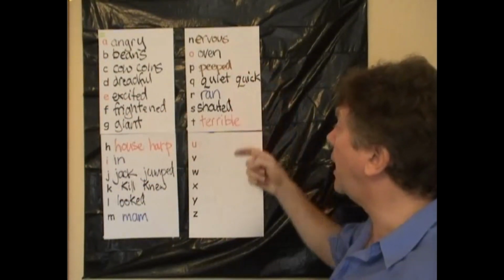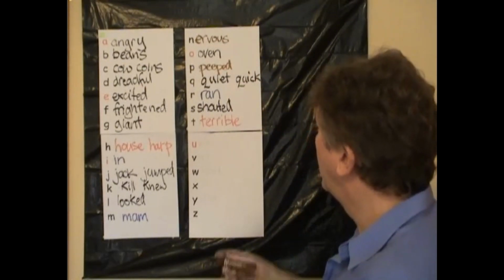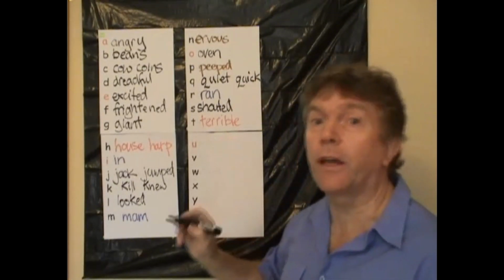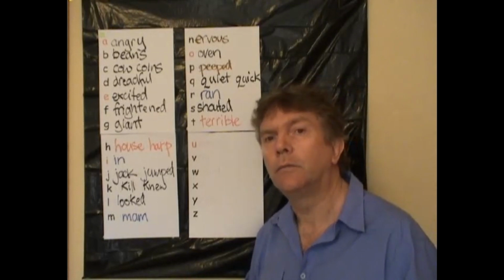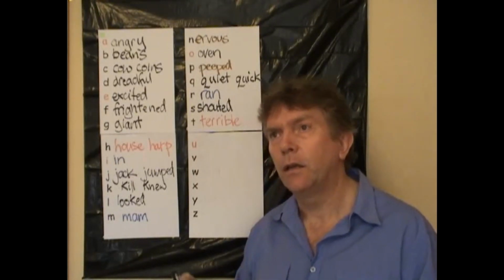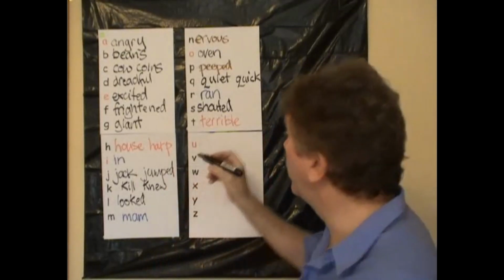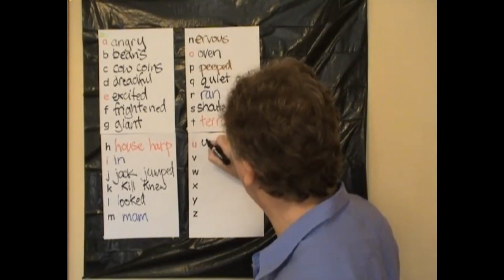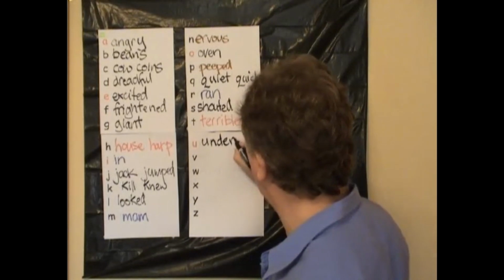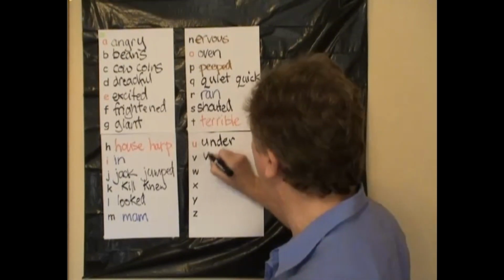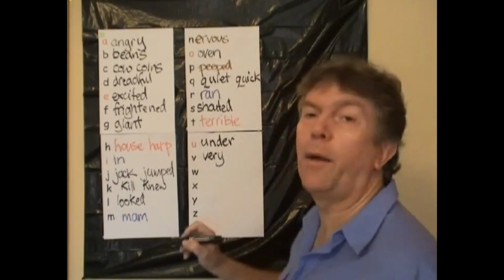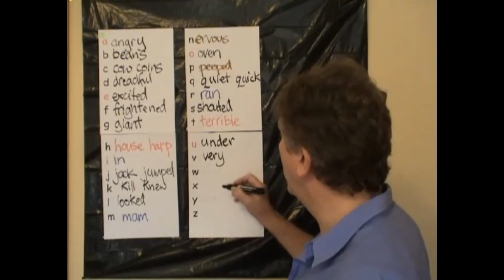Anyway, we're up to T. I suppose one of the things that we're really emphasising with Jack and the Beanstalk is that the giant is above and Jack is under. So he lives really in a kind of underworld. So U for under, V for very. No, I'm not going to write it twice, like very, very.